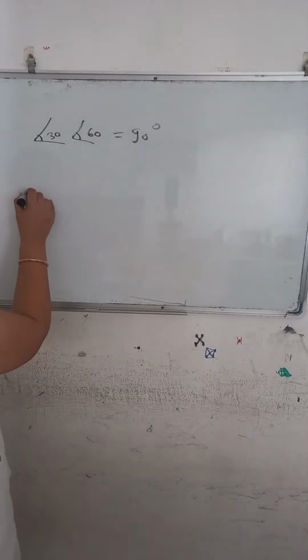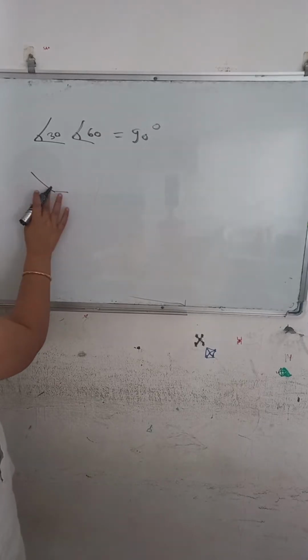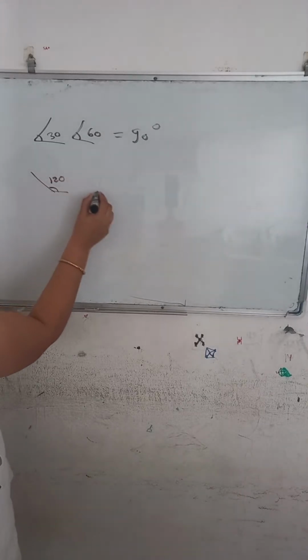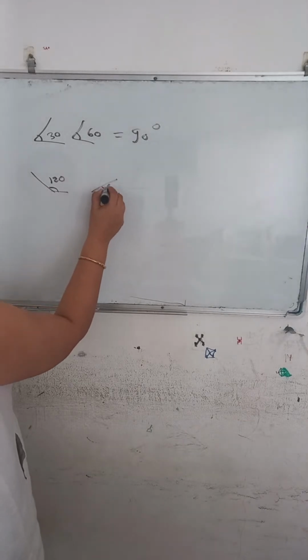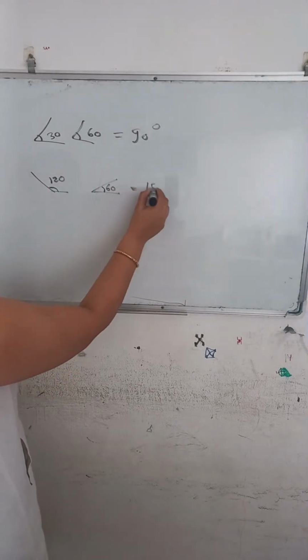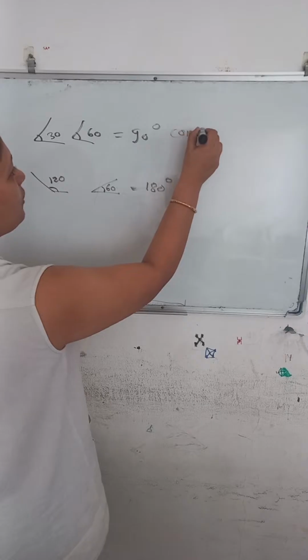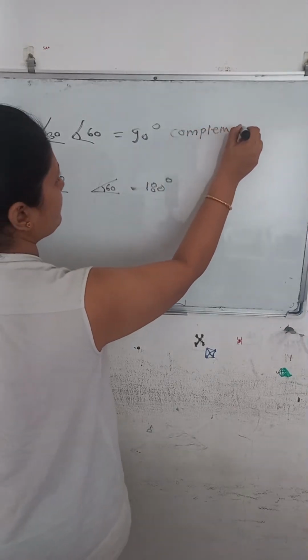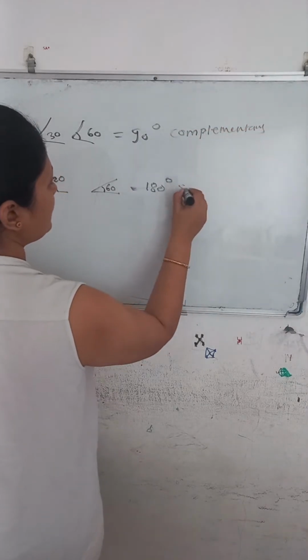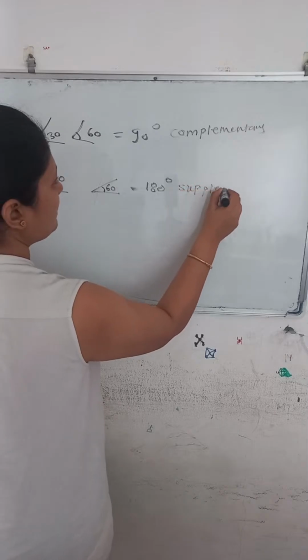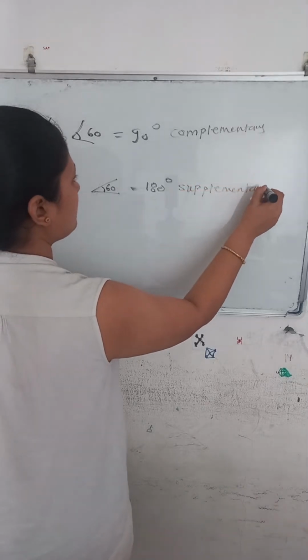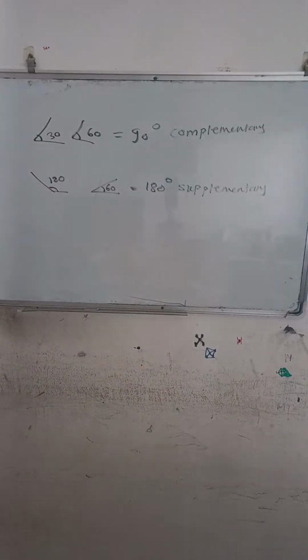Then suppose we have two angles, this is 120 and another angle is 60, then their angle sum comes to 180. That means they are supplementary angles with each other. These are complementary and these are supplementary angles. Complementary means their angle sum should be 90, supplementary means their angle sum should be 180 degrees.